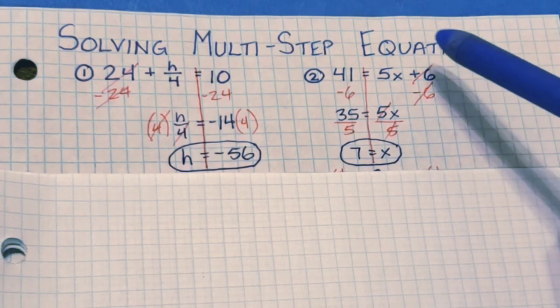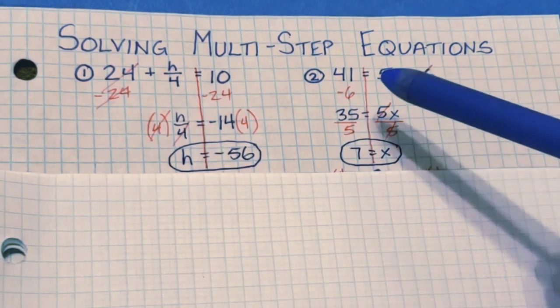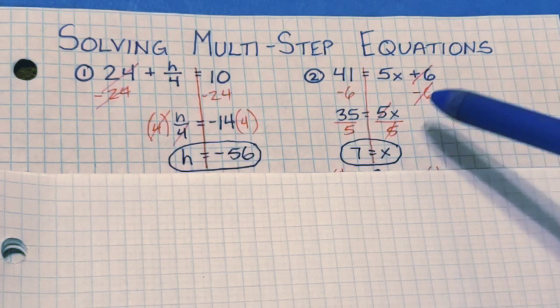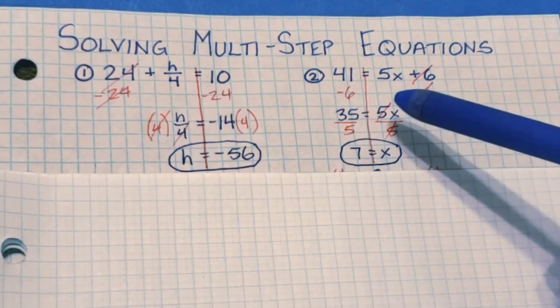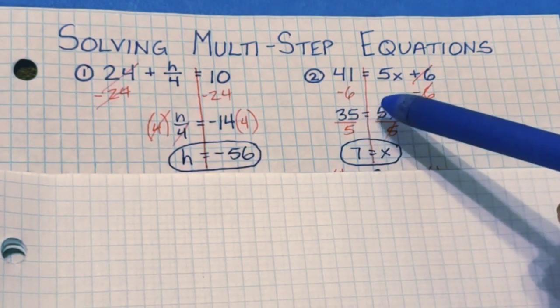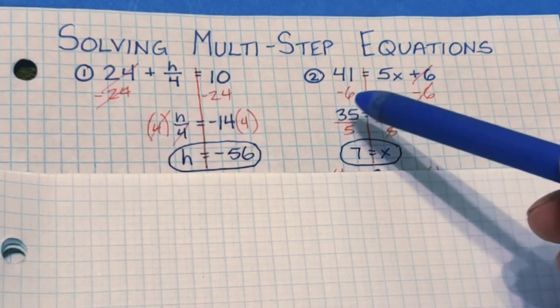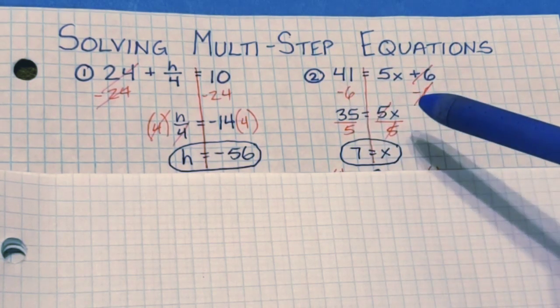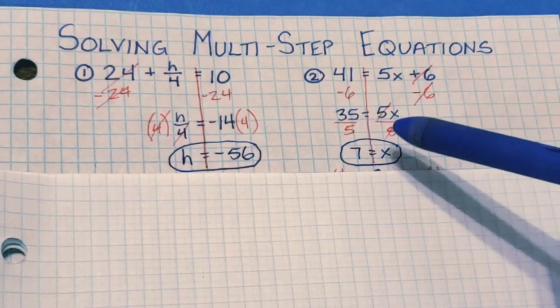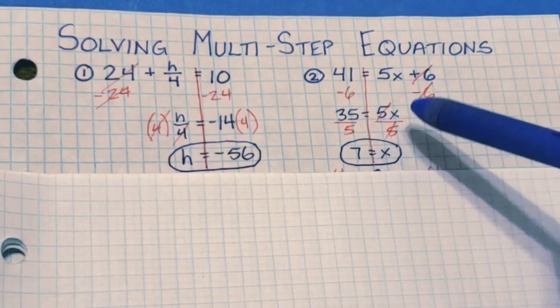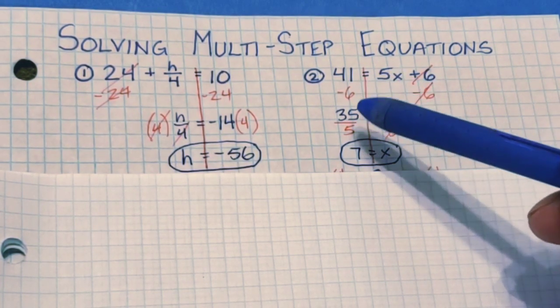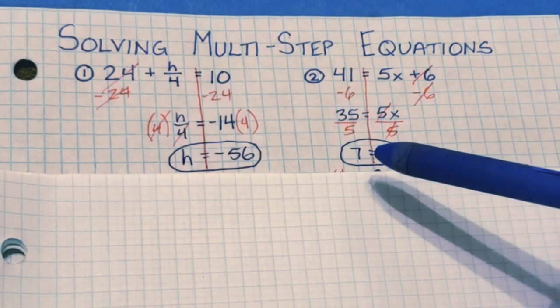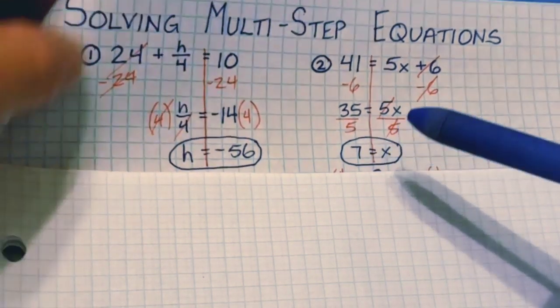We're going to start with that constant. We're going to subtract 6 from both sides. Those cancel out. Pew, pew. Which leaves 35 equals 5x. 41 minus 6 is 35. Then we undo the coefficient. We divide both sides by 5. 5's cancel out. Pew, pew. 35 divided by 5 is 7. So we get 7 equals x.